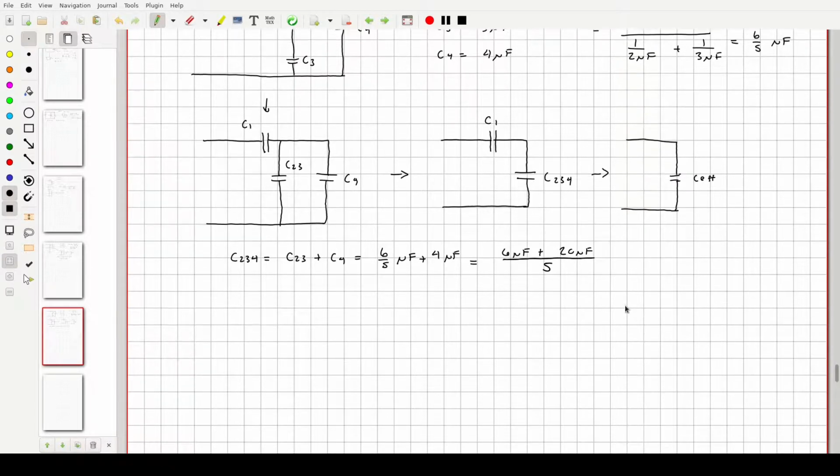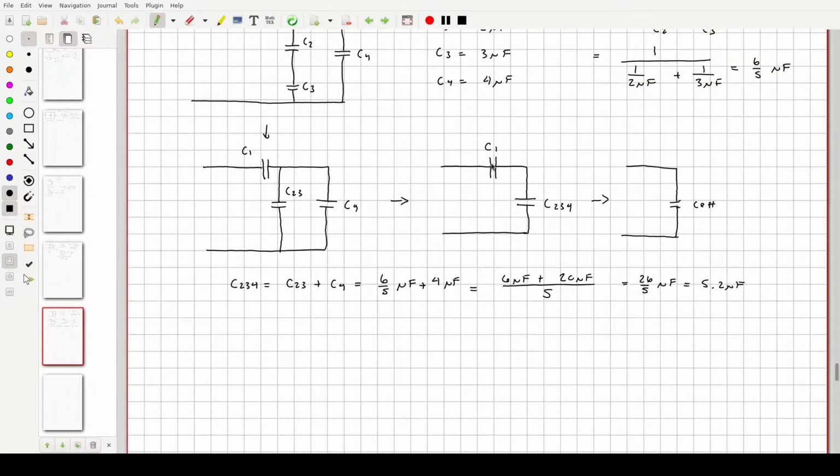There. That's better. So, there you go. 26 fifths microfarads. That's going to be what? 5.2, I think. Yeah, 5.2. So there you go. 5.2 microfarads. So this is C234.